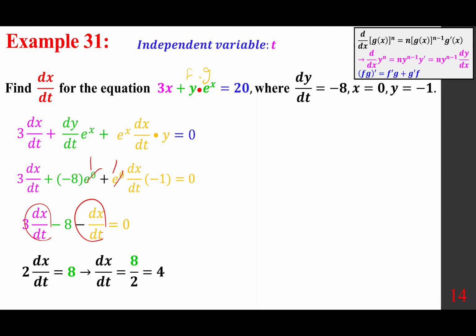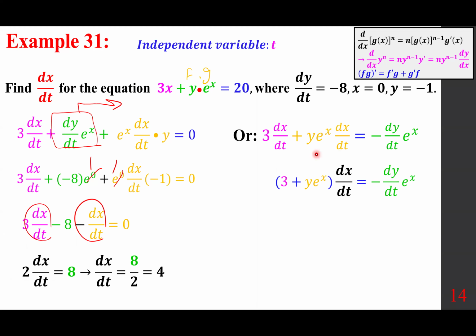Or we're going to go back to the top. We want to solve for dx/dt, which means this will have to move to the right, and of course takes a negative sign. Since we are solving for dx/dt, we factor the dx/dt on the left side out. We get 3 plus y e to the power of x, and the right side doesn't change. All you have to do is divide the right by the parentheses 3 plus y e to the power of x, and that's dx/dt. And if you plug in, of course, you will get the same number here.